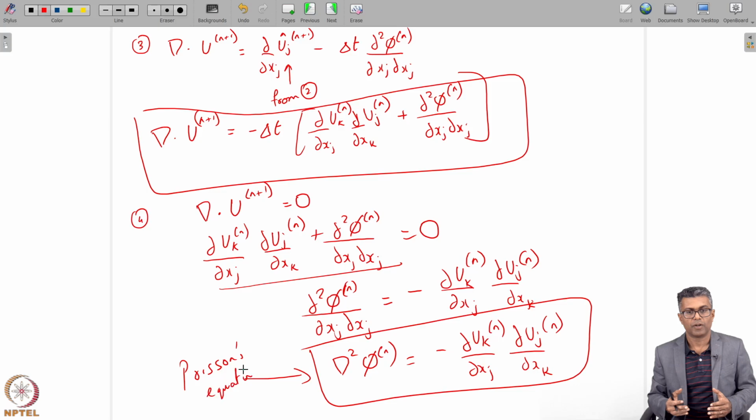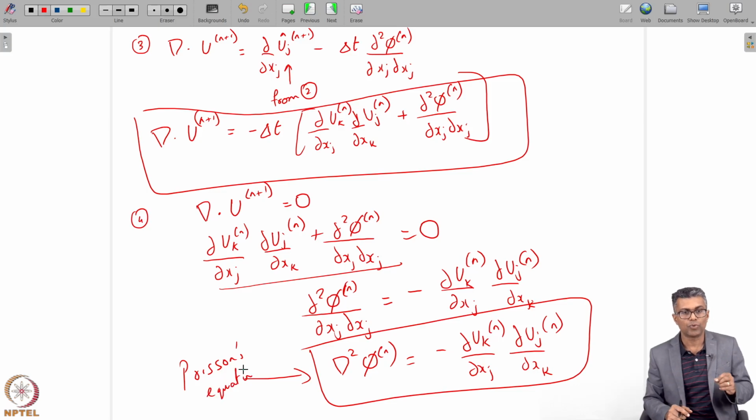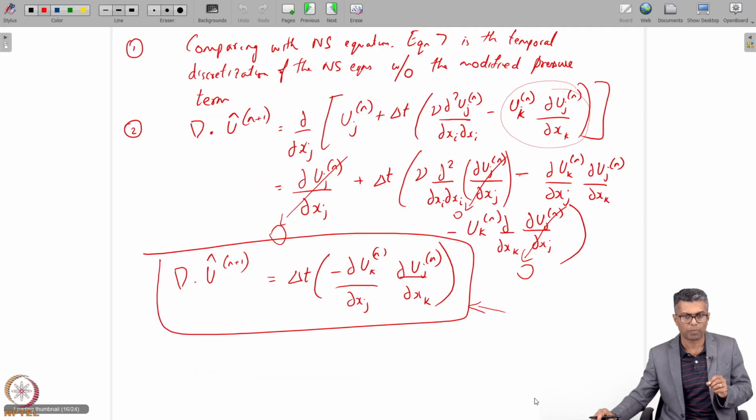So essentially, we have shown that u n plus 1 will be divergence free only if phi satisfies the Poisson's equation given by this equation here. So that is the answer to part 4. I hope that is clear. So this was a slightly lengthy problem.